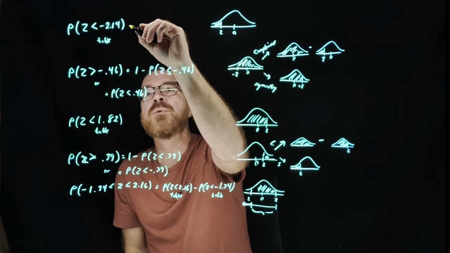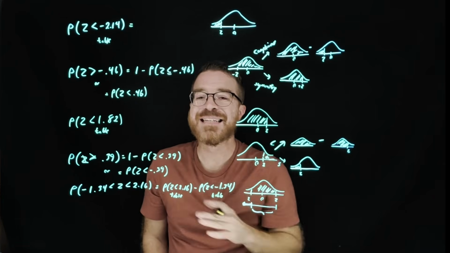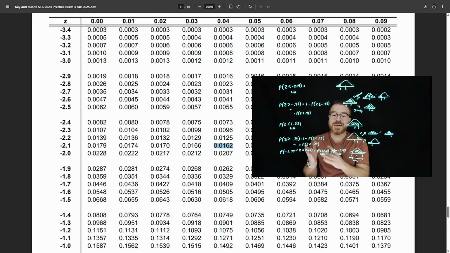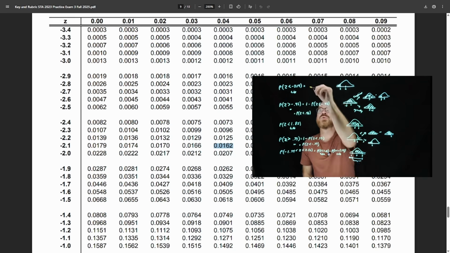So the first one, we have the probability z is less than negative 2.14. So we go to our negative z table, we go to the left side of our table, we look at negative 2.1, we go to the top, we find 0.04, we see they intersect, and you can see I have it highlighted here, it equals 0.0162.